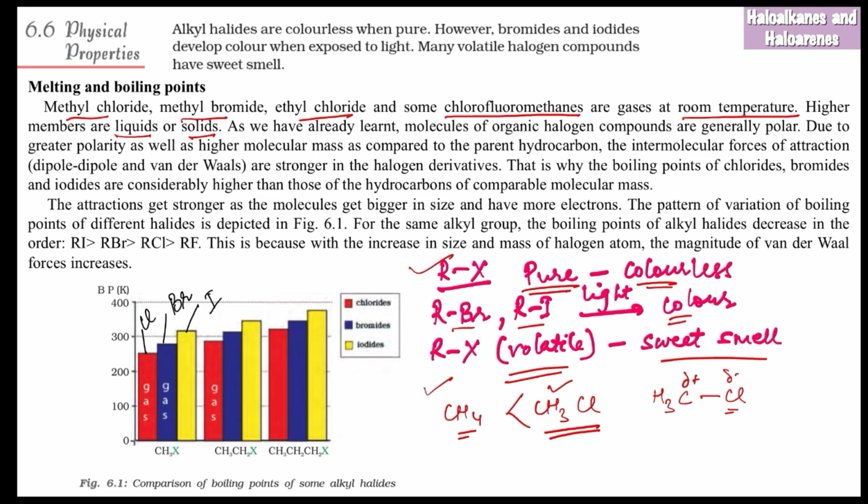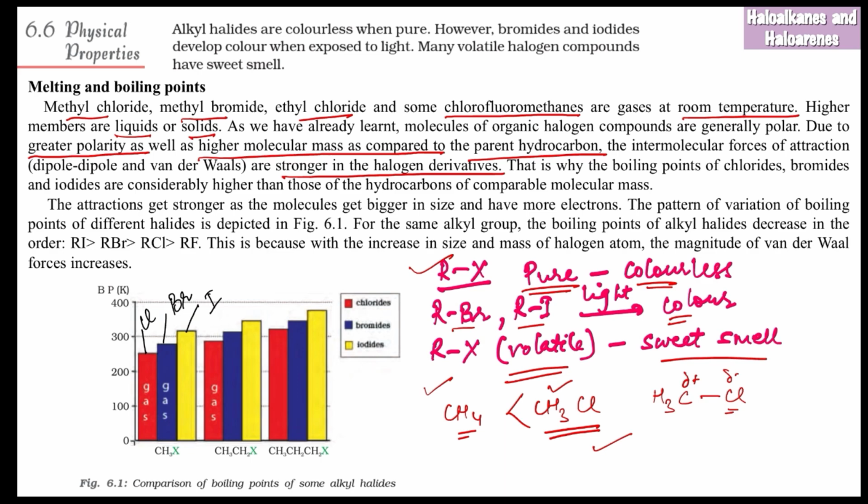So due to the greater bond polarity as well as higher molecular mass compared to the parent hydrocarbon, the intermolecular forces of attraction are stronger. Now in the case of alkyl halides, there are dipole-dipole interactions as well as van der Waals interactions. So these are stronger in halogen derivatives. So in comparison to the hydrocarbon from which these alkyl halides are derived, the boiling points of chlorides, bromides and iodides are higher than those of hydrocarbons of comparable molecular mass.